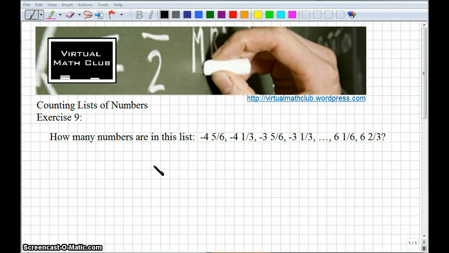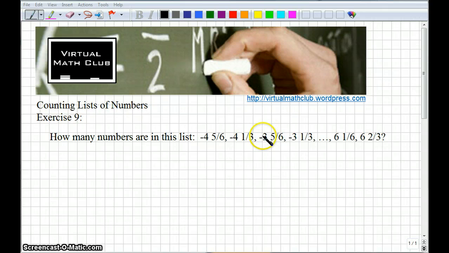Exercise number 9. We have another list of numbers. This time it involves some fractions, and we're asked to find how many numbers are in this list. So let's see what we can do with this. So we have a negative 4 and 5/6, a negative 4 and 1/3. It's even sort of difficult to figure out what the difference between consecutive numbers is.